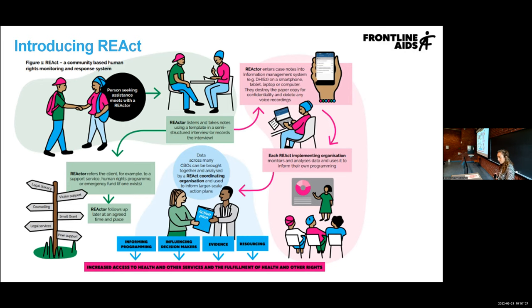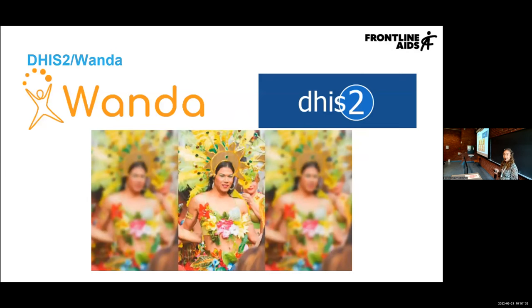This is the illustration of the project, but I'll let you explore that later. This is a DHIS2 conference, so of course, we built it in DHIS2. It's what we're using for the data documentation side of the project. We've named our instance Wonder, so if I keep referring to Wonder, that's why. We named it after Wonder Fox, who was a trans rights activist from Colombia.